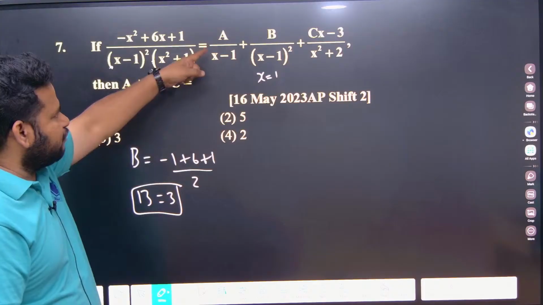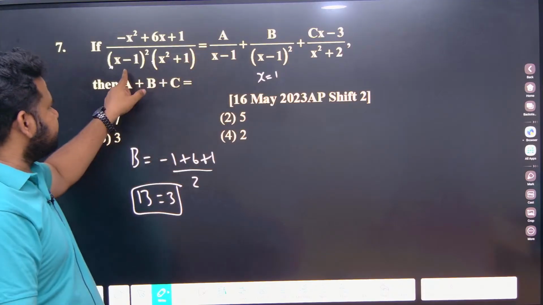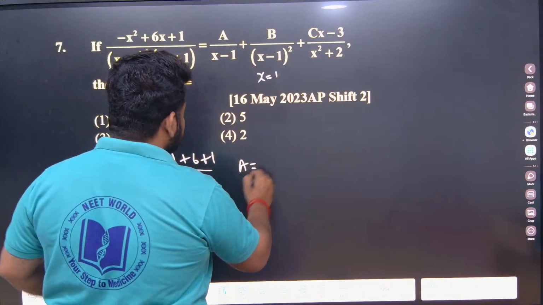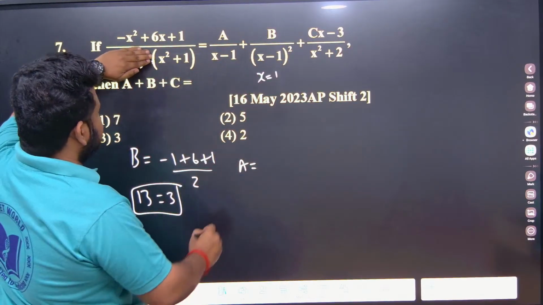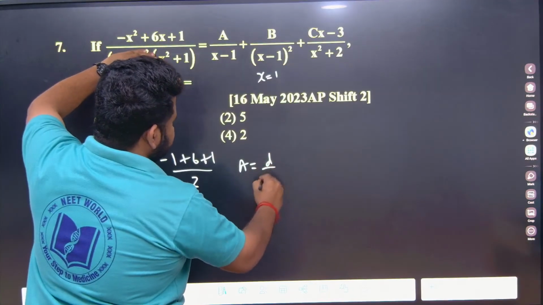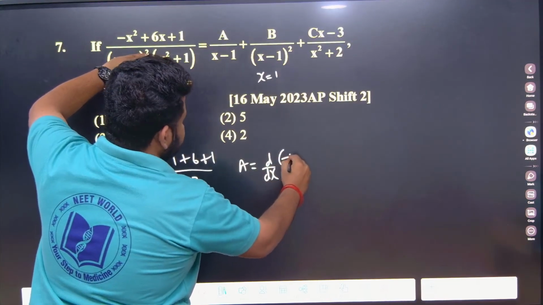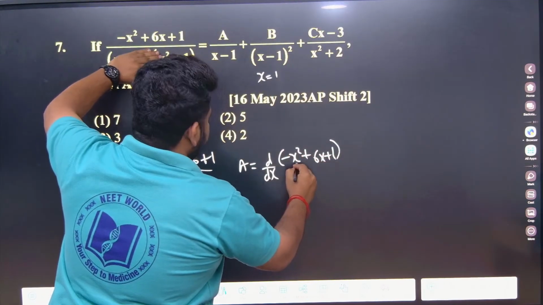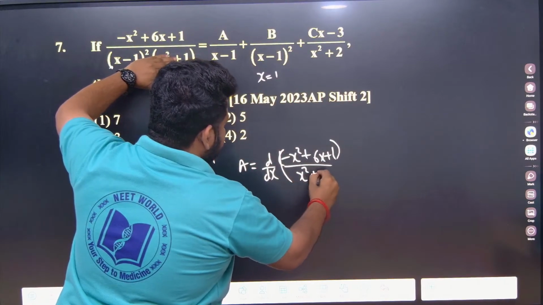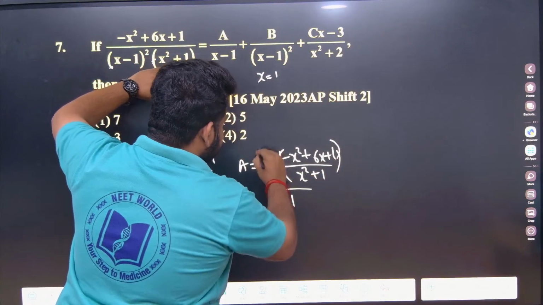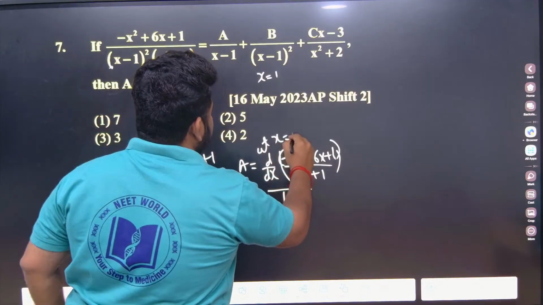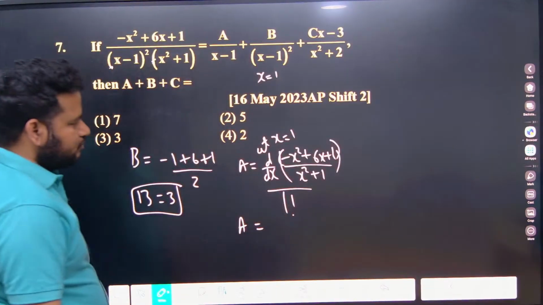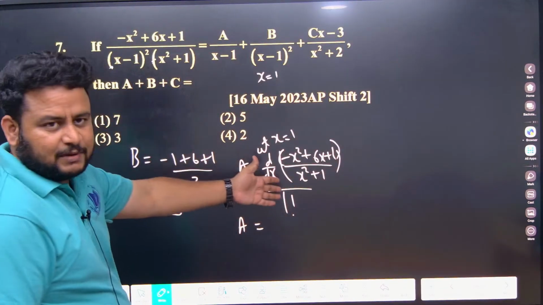Similarly, can I find out the value of a? Yes, a is coming because of x minus 1 whole square. So similarly, I can find out the value of a. For this, what should I do? I should take the remaining things. I should write d by dx of what is left out, that is minus x square plus 6x plus 1 by x square plus 1, divided by 1 factorial, and put x is equal to 1. If I do d by dx of this, what should I do here? I should apply the u by v rule.